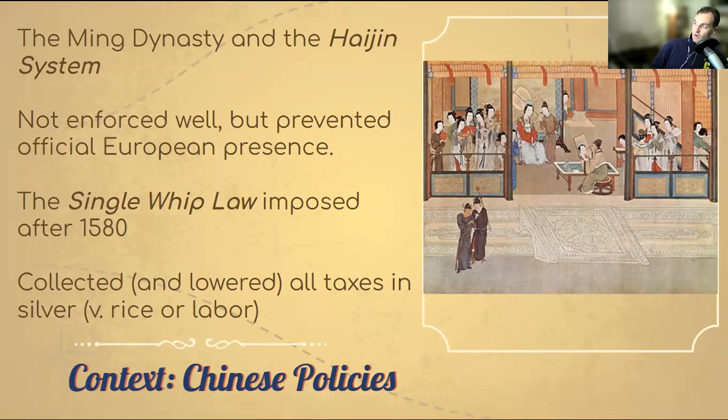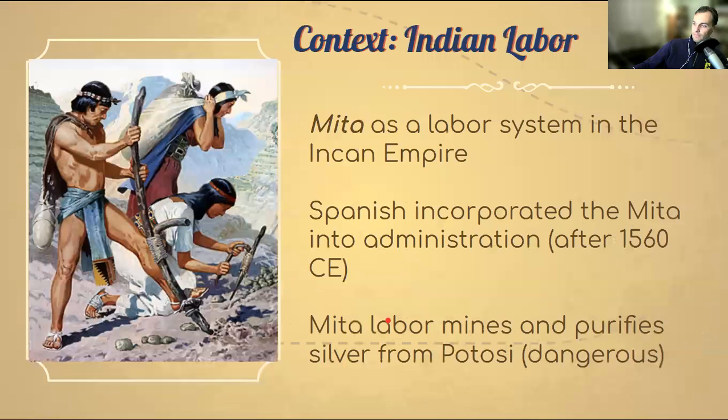And this was only really a problem if you happened to live in a place where there wasn't a lot of silver. So parts of northern China were having trouble paying taxes. And this is going to have consequences down the road, both for China as well as for Spain. And when you read the article, that'll become rapidly apparent. But just in case you're not sure what the single whip law is, that's what it is.